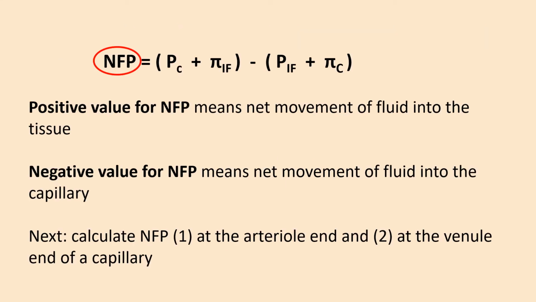If we obtain a positive value for NFP, by convention, that means there's a net movement of fluid and solutes into the tissue. So there's a net filtration. If we obtain a negative value for NFP, it means there's a net movement of fluid and solutes into the blood, into the capillary. So there's net absorption. We'll do a couple of examples using two different points along the length of the capillary. We'll calculate NFP somewhere closer to the arterial end of a capillary, and then somewhere closer to the venule end of a capillary.